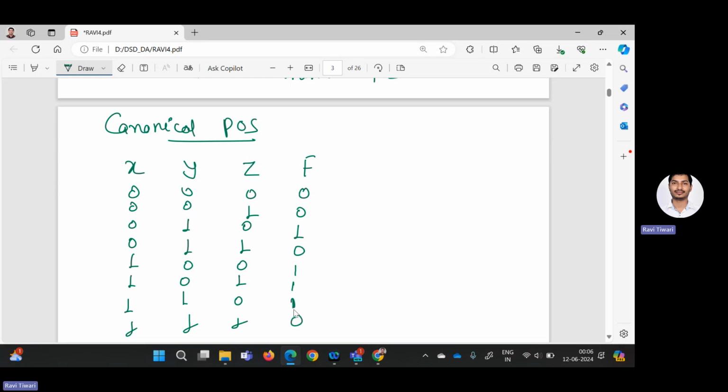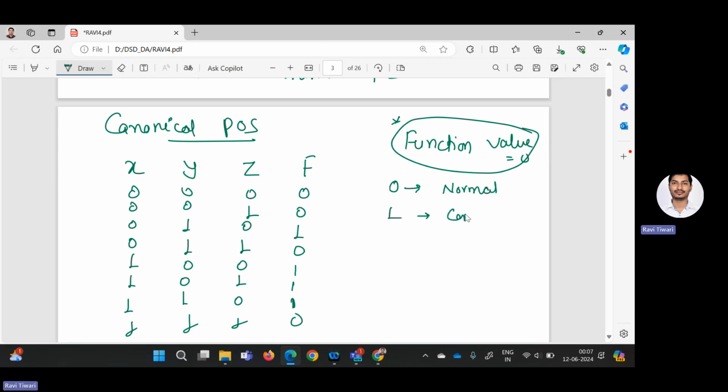So always note down these two important points. The canonical POS is written when your function value is equal to 0. That is the first point to remember. Always the canonical POS form is written when the function value is 0. Here, 0 is the normal form. Again, the second point: 1 is called the complement in case of POS.